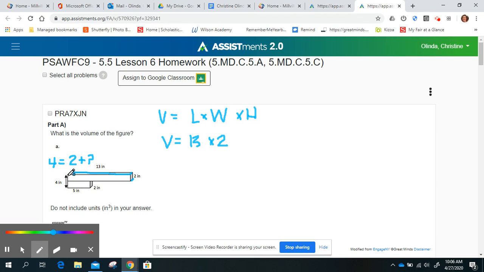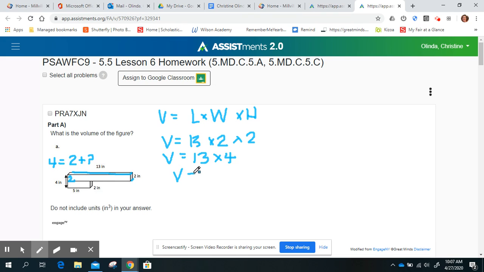Go over that again. The whole is 4, and half of that is 2. So I need this part right here. And I know that 2 plus 2 is 4, so the missing height has to be 2. Okay, so now I can multiply. So my volume may be 13 times 4, because 2 times 2 is 4.